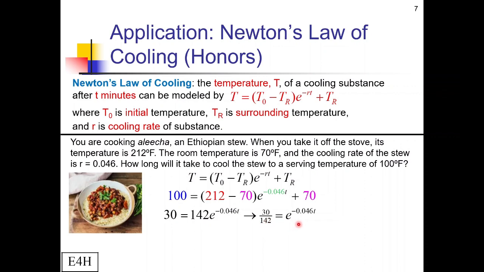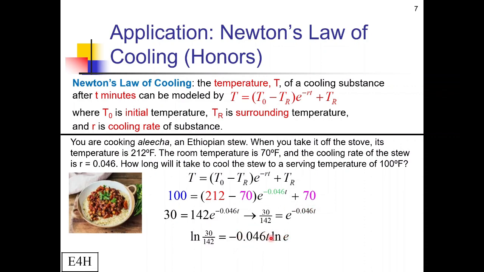Before I can do that, though, I need to take the log of both sides. Since I've got e, just like I did on the last problem, I'm going to use ln because that's a little bit easier when you're dealing with e. So we have ln of 30 over 142 equals negative 0.046t times the ln of e.